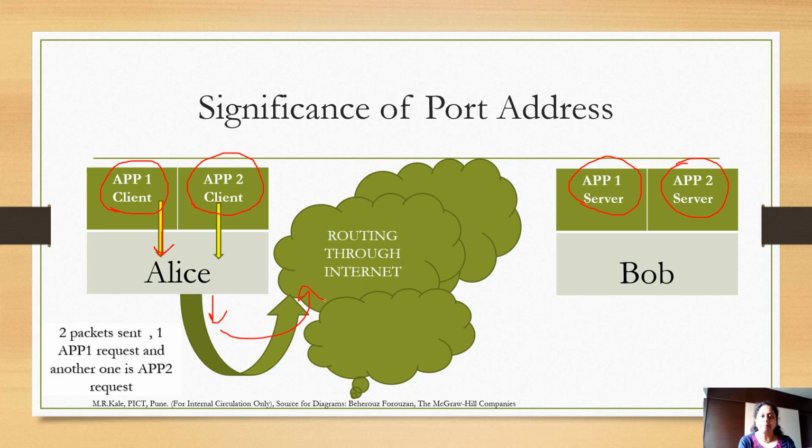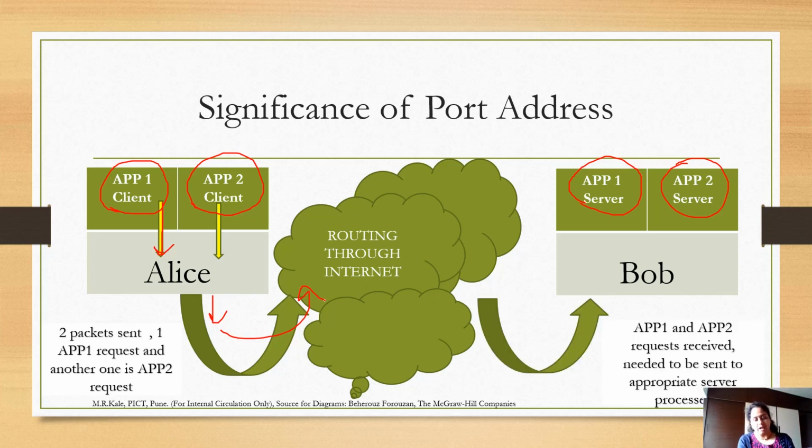So now two data packets will be sent by Alice. One data packet will be the app1 client request and another data packet will be the app2 client request. Okay. Finally, after following the usual routing procedure, those two data packets will reach the destination, which is Bob. To reach from Alice to Bob, that communication will need the IP addresses of Alice and Bob. So source IP would be Alice's IP and destination IP would be Bob's IP.